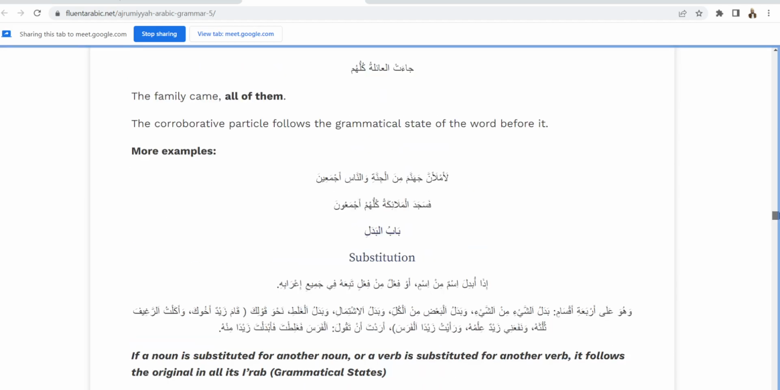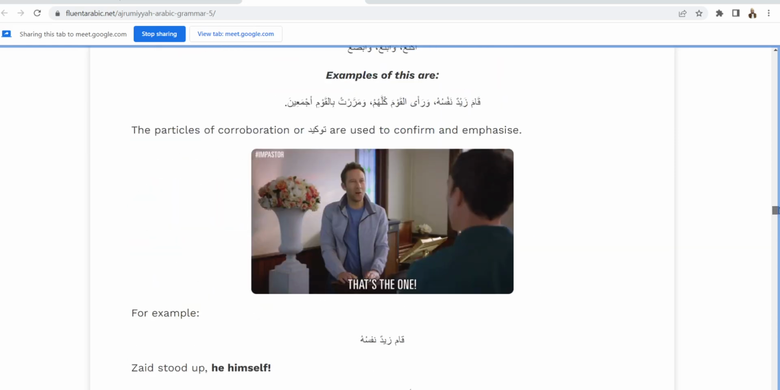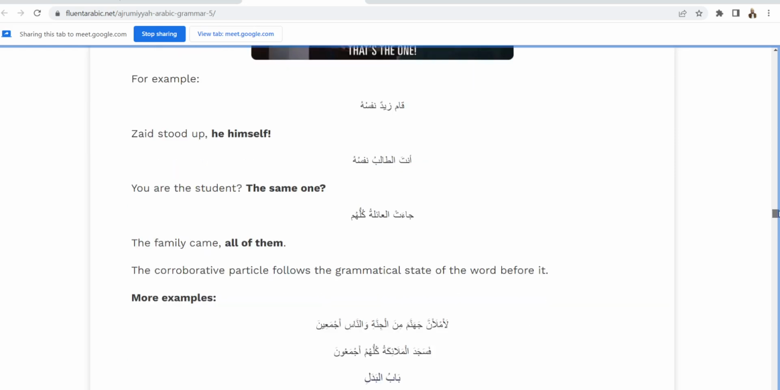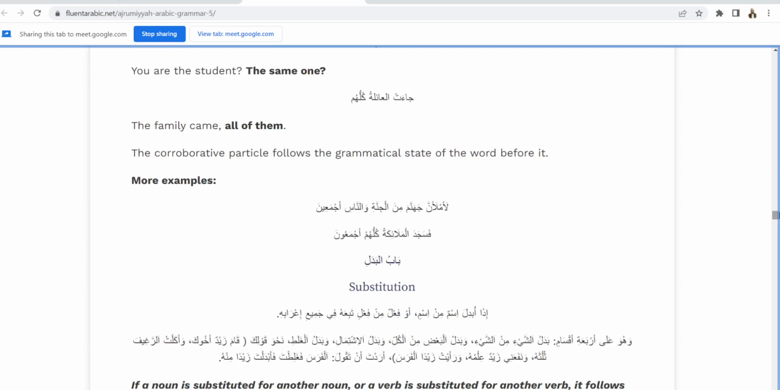The corroborative particle follows the grammatical state of the word before it. More examples: لأملأن جهنم من الجنة والناس أجمعين، فسجد الملائكة كلهم أجمعون.